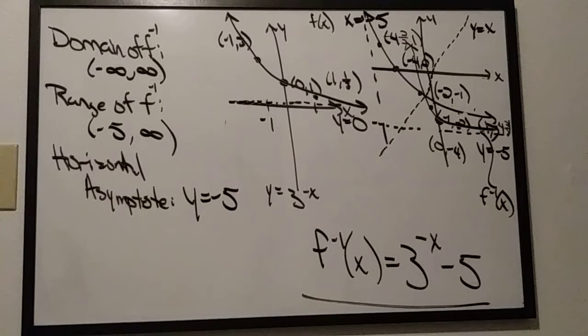Now, another interesting thing to note about the function and its inverse, if you compare the range of f to the domain of f inverse, we have exactly the same pieces. And if you compare the domain of f to the range of f inverse, again, you're going to see we have exactly the same pieces, because the range of f and the domain of f inverse are the same set, and the domain of f and the range of f inverse are the same set. Another interesting thing to note is that we had a vertical asymptote for the original function of x equals negative 5, and we have a horizontal asymptote for the inverse of y equals negative 5.